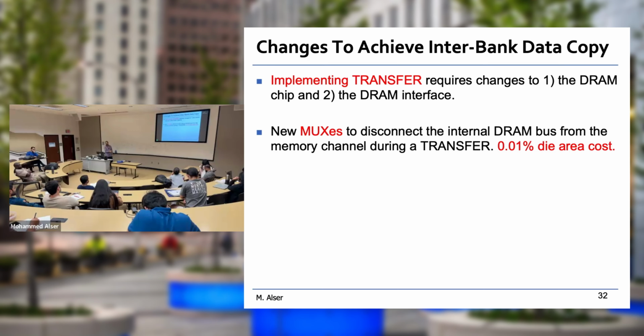Okay, why the DRAM interface? Remember, they have to do something with the I/O of the chip. They have to disconnect it from the data bus, and then the two banks will be connected together, and then they can transfer the data between the sense amplifiers. How can they do that? The easiest thing is to use a MUX, a multiplexer. Multiplexer meaning that I want to direct one input to that output or to a different thing.